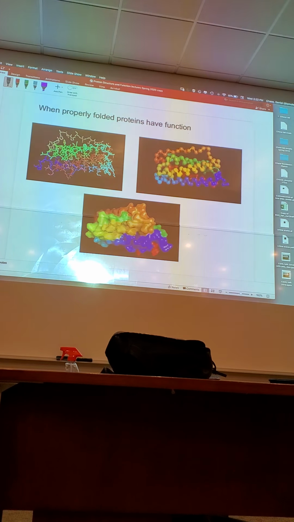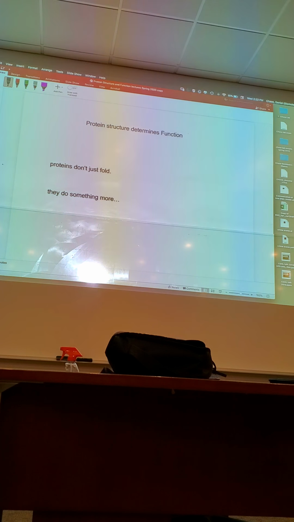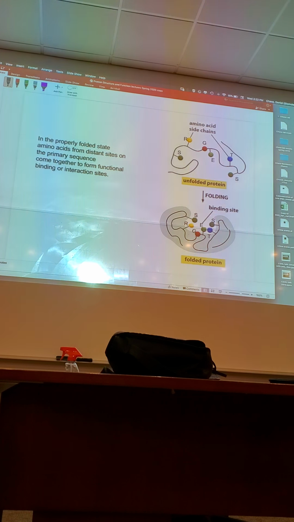Okay, so we've been talking about protein structure a long time, and they don't just fold. Once they're folded, they do something, and it's the process of folding that allows them to do something. That folding positions their amino acids in certain places in space so that they now can do something. So we're going to look at a very specific example. We're building up to something.